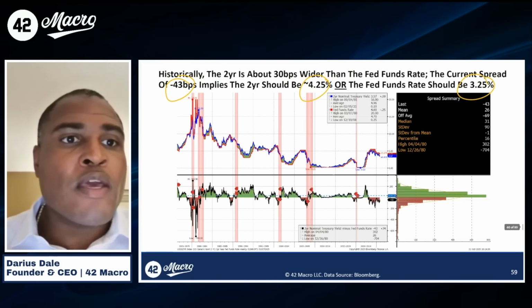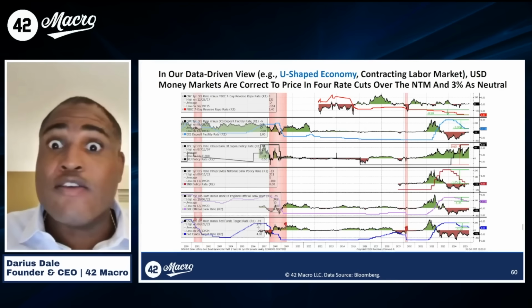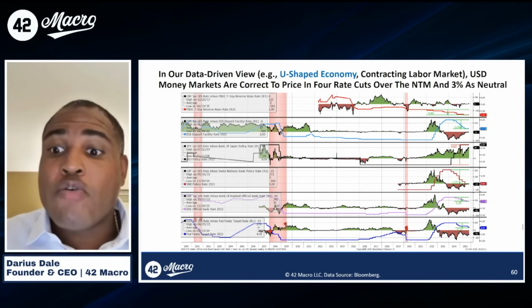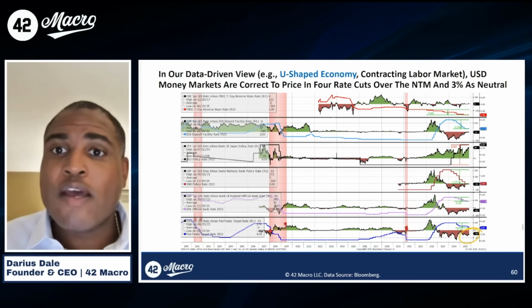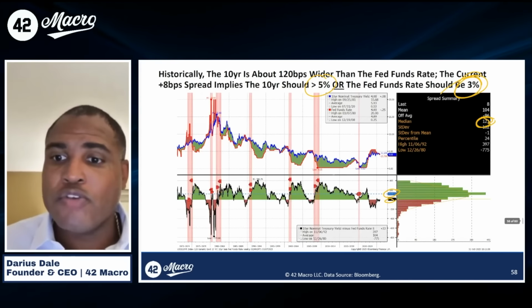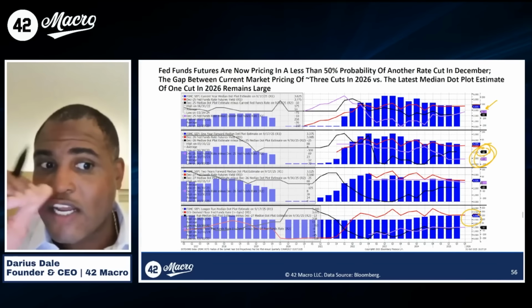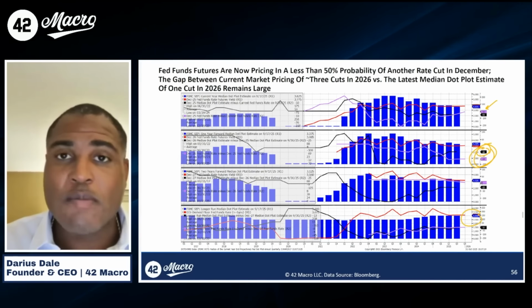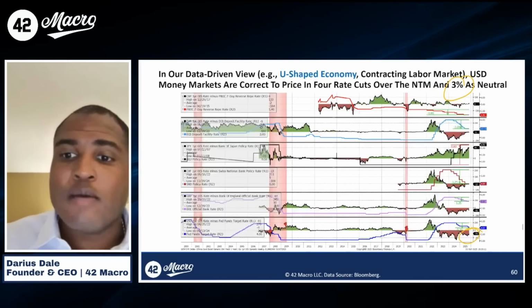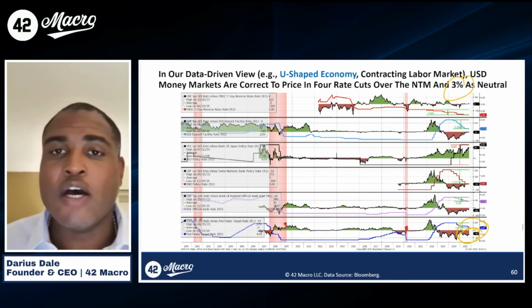Let's keep moving. In our data-driven view, i.e. the U-shaped economy with a contraction in the labor market, U.S. dollar money markets are correct to price in roughly 4 more rate cuts over the next 12 months, and 3% is neutral. So if you go back to this slide here, you see that the market, if you look at the overnight index swap derived floor Fed funds rate, so the minimum value on the OIS curve out 5 years, is 3%. And that's where the OIS market is currently signaling we're going to get to over the next 12 months.